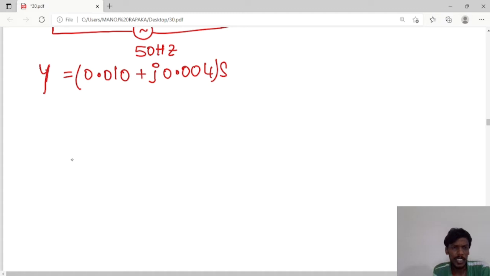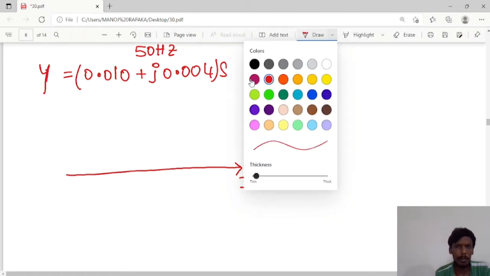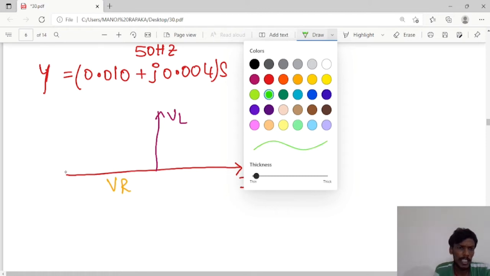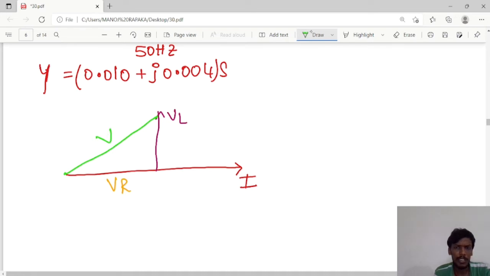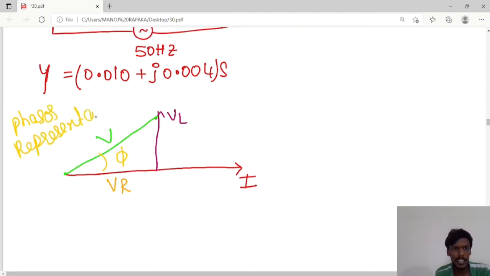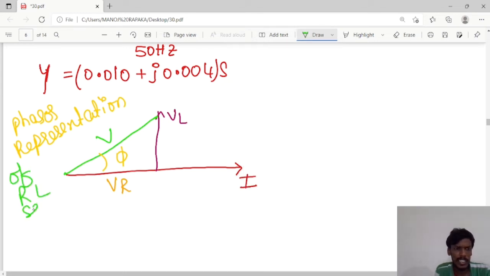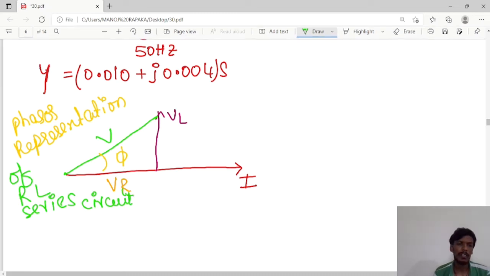As it is a series circuit, the current will be the reference phasor, as in a series circuit the current will be the same. So we can take current as the reference phasor, and the voltage across the inductor will be 90 degrees. So I can represent VL at 90 degrees. And VR will be in phase with the current, so I can represent VR here in phase with the current, and the resultant voltage will be V. The phase angle will be phi. So this is the phasor representation of the RL series circuit.